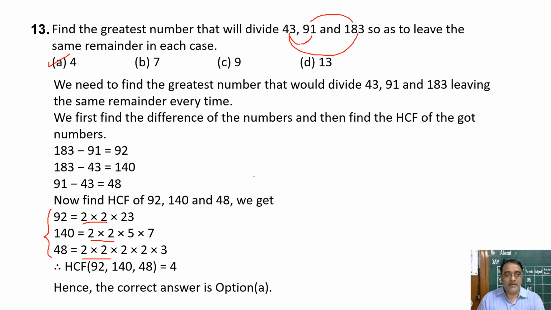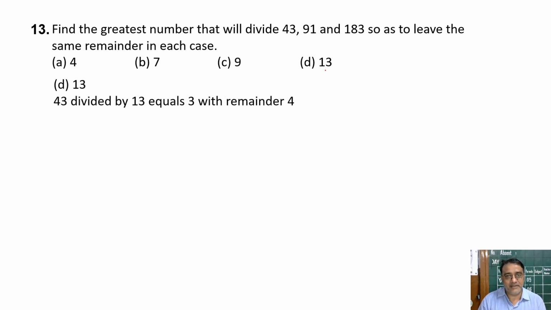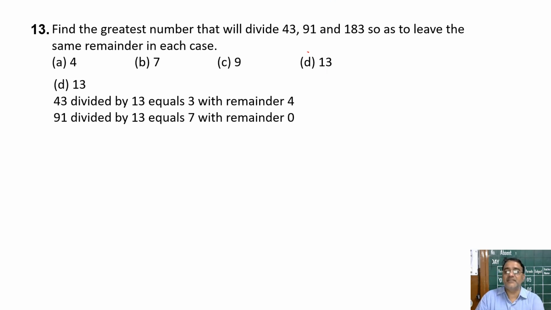Okay, so I'm going to do this by elimination method. Okay, so ध्यान से देखो. First I'm going to take from 13. So 13 देखो, अगर 43 को 13 से डिवाइड करोगे तो 13 into 3 39. That means you will get 4 remainder. And if you divide 91 by 13, so 13 into 7, 91 hota hai. So you'll get remainder 0. That means you can cancel 13, eliminate 13. Okay?